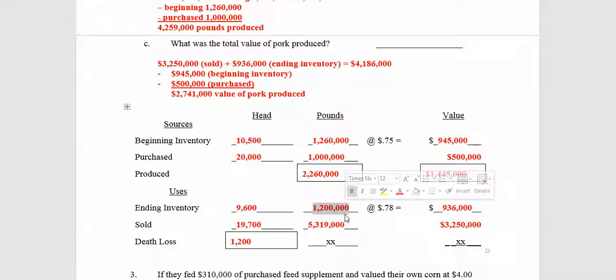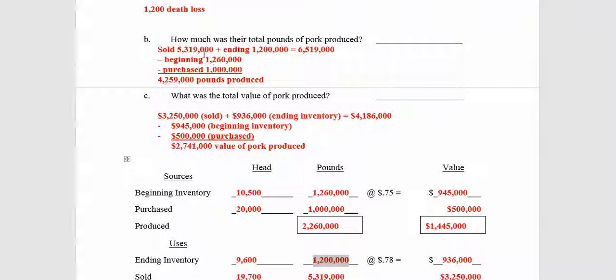1,200,000. So we sold the 5,319,000. We end with 1,200,000 for a total of 6,519,000. But we gotta subtract what we began with and we subtract what we purchased. And that leaves us 4,259,000 pounds produced.